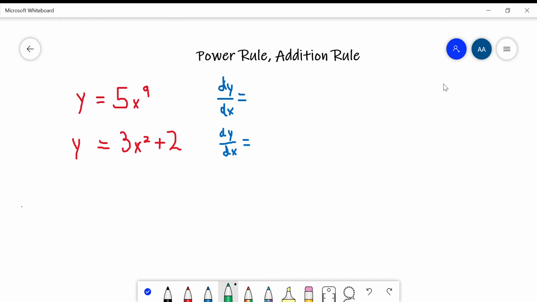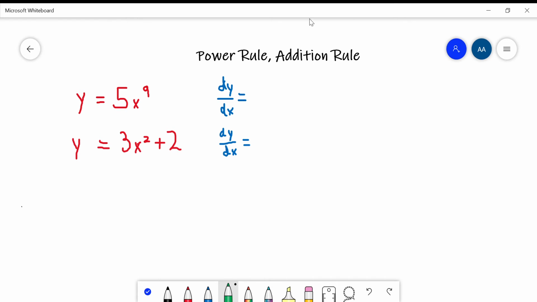Everybody. Today I'm going to be making a video about the power rule and the addition rule, and this is for calculus AB, and it also applies to calculus BC as well. So what is the power rule? These are some of the simplest derivative rules there are. You have the power rule as one of them and the addition rule as the other.